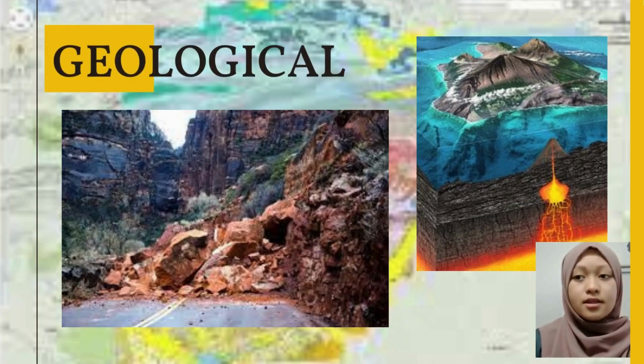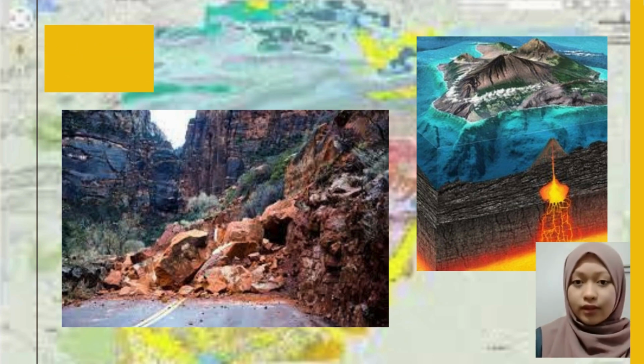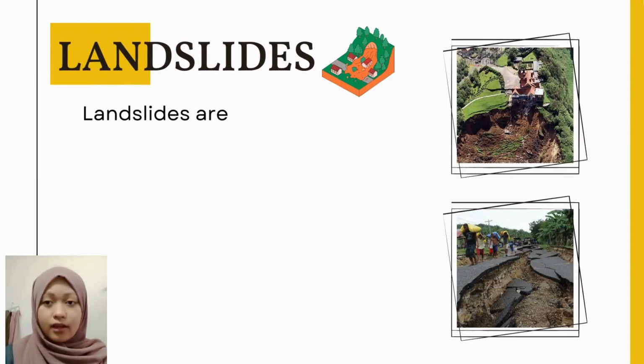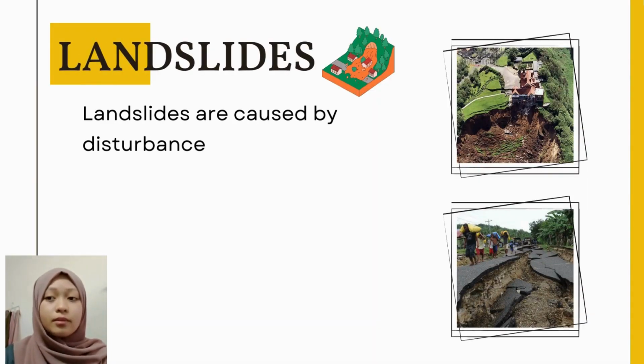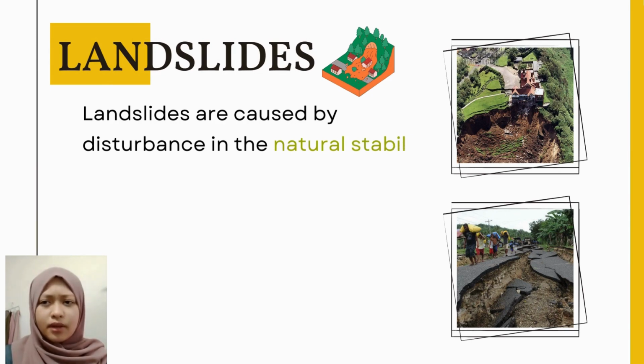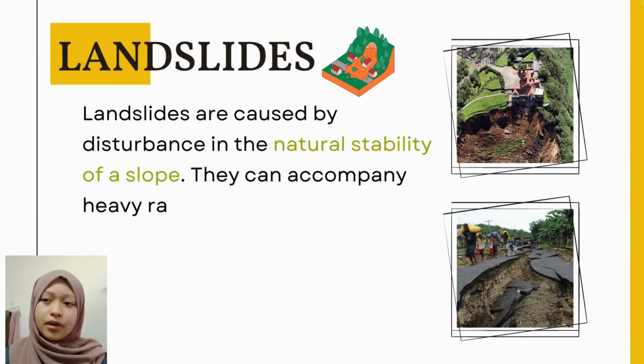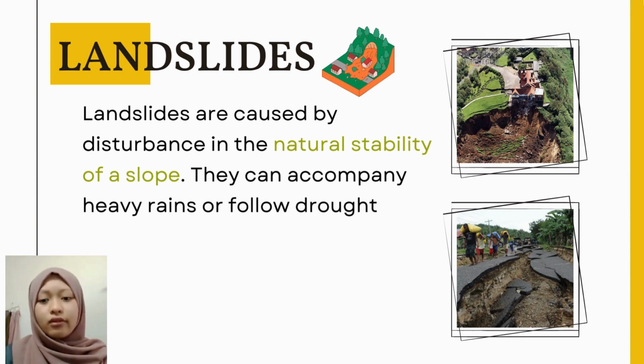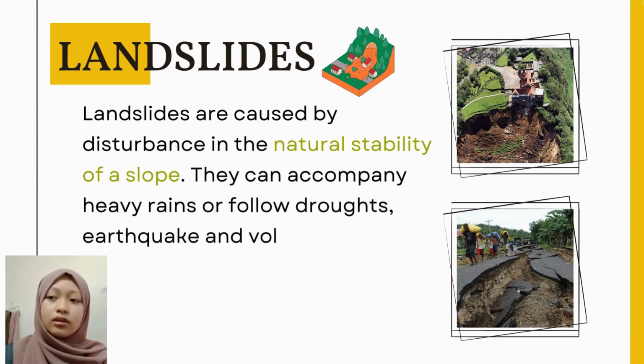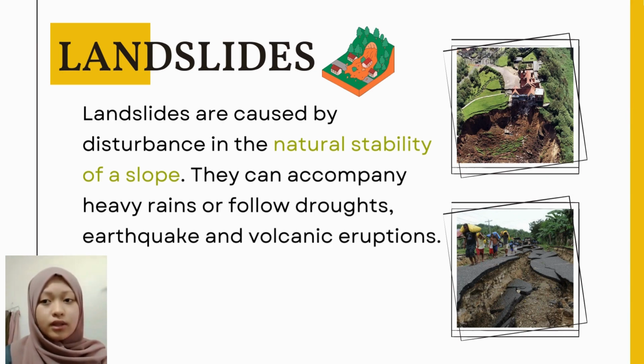In tropical climates, civil engineering projects that involve geological engineering face specific challenges due to the unique combination of climatic, environmental, and geological factors. For example, landslides are caused by disturbance in the natural stability of a slope. They can accompany heavy rains or follow drought, earthquake, and volcanic eruption. Mudslides develop when water directly accumulates in the ground and results in a surge of water, saturated rock, earth, and debris.